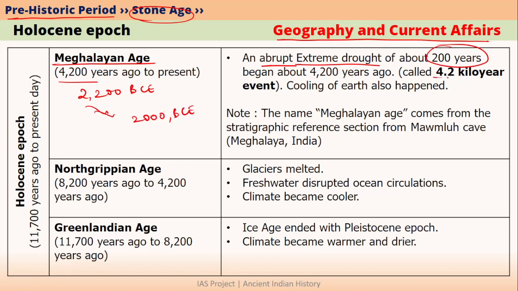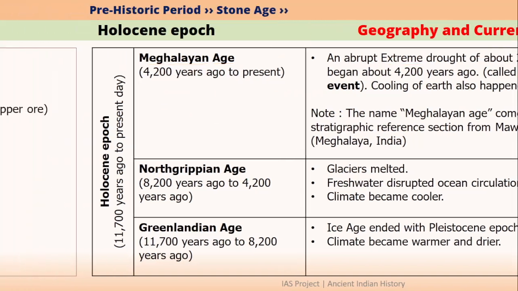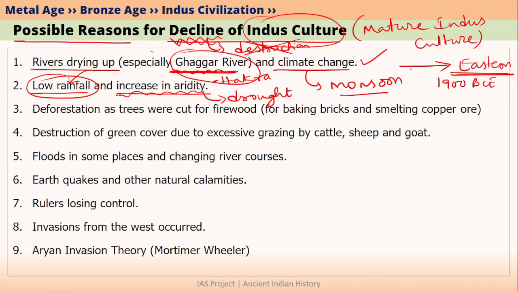And this extreme drought is also called the 4.2 kilo year event. So many scientists today actually relate this drought to increase in aridity in Harappan civilization. So start of Meghalayan age basically led to a decline in Indus culture also. Not only Indus culture, actually the start of Meghalayan age ended many other cultures across the world.